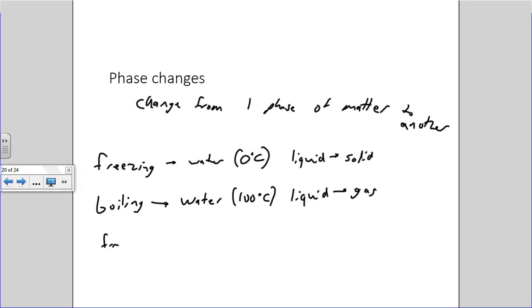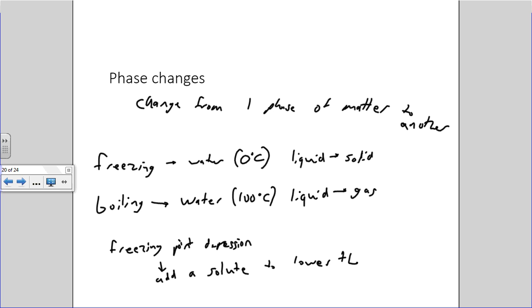So freezing, F, R, E, E, Z, I, N, G. It's rough, this word is going rough. Let's try again. So freezing point depression. What this means is you basically add a solute to lower the freezing point.